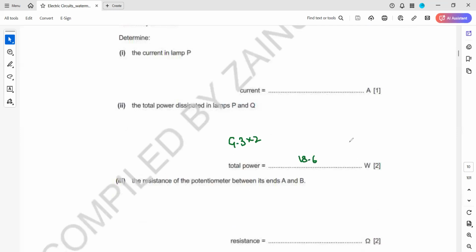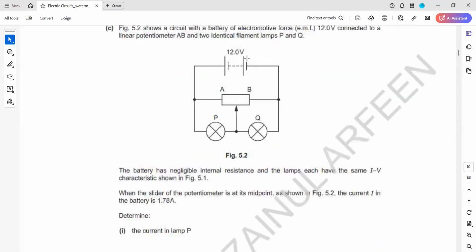And the unit of the power is what? The resistance of the potentiometer between A and B. So how can we work out the resistance of the potentiometer? We should know what current is flowing through. The total voltage across the potentiometer from A to B is 12. This section of the potentiometer is 6. This section is also 6. But the total voltage is 12. What is the total current from the supply?